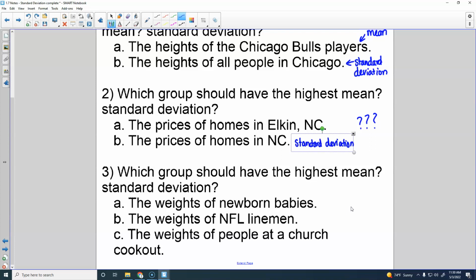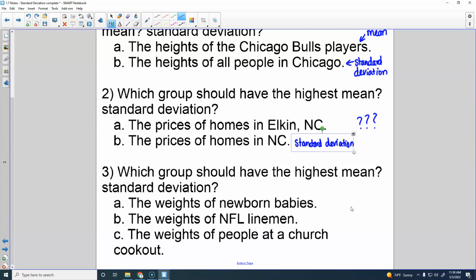All right. So which group should have the highest mean, and which one should have the highest standard deviation? The weights of newborn babies, the weights of NFL linemen, and the weights of people at a church cookout. I don't know. Church cookout people can be pretty big. Okay.